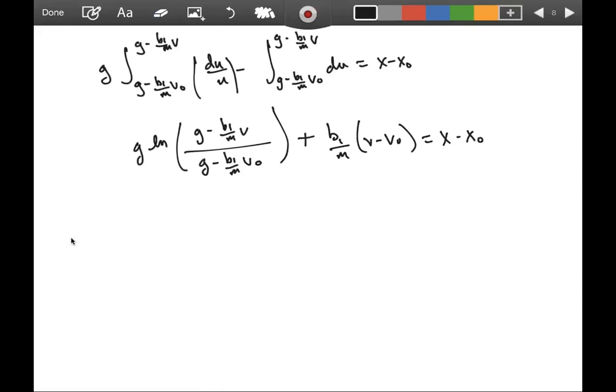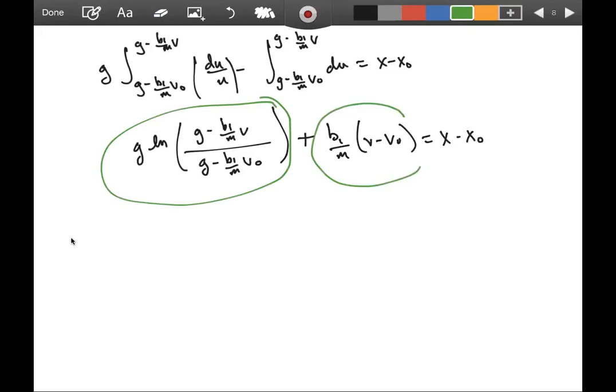Doing okay? So great. What does this mean? Basically, this is now going to be my velocity as a function of position. Notice that this thing is not easy to solve for the velocity. The reason is that I now have two pieces here: a natural log piece and also a linear piece. So solving this thing is not exactly trivial.